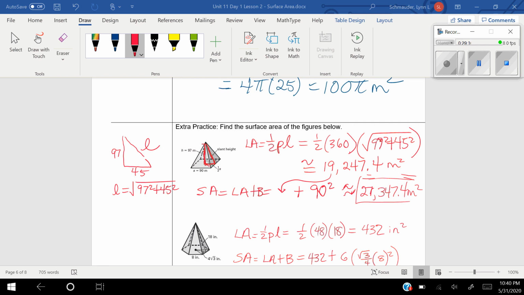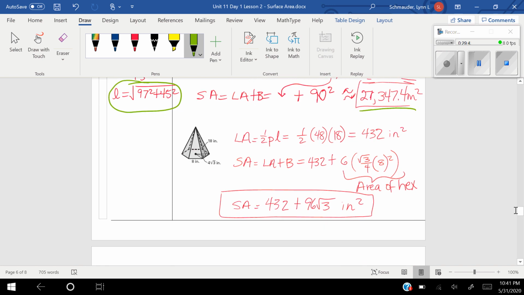Alrighty, the first one here, the only thing that made it difficult was because we didn't know the slant height. We didn't have this figure, so we had to use the Pythagorean theorem to figure that out, and the numbers were so big, I just went ahead and put it all into my calculator. Hope you did too. Got that for my surface area.